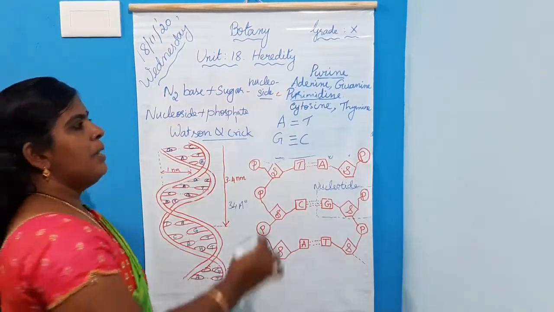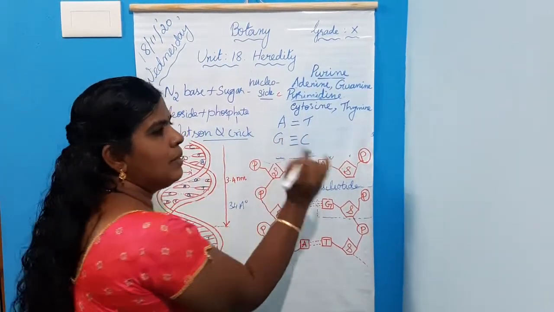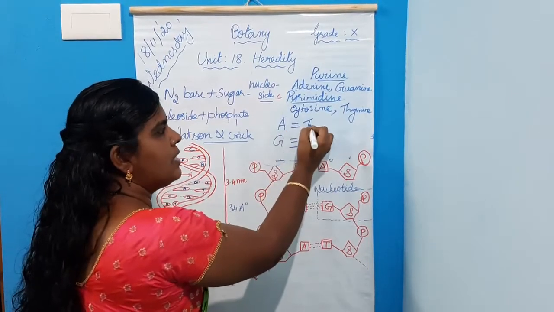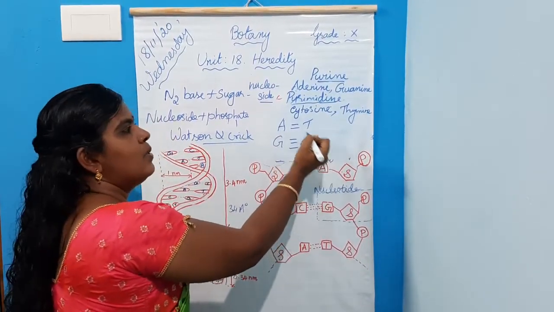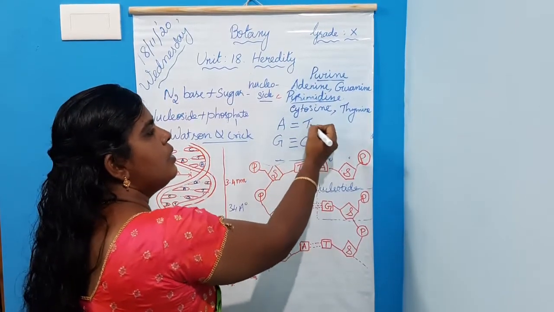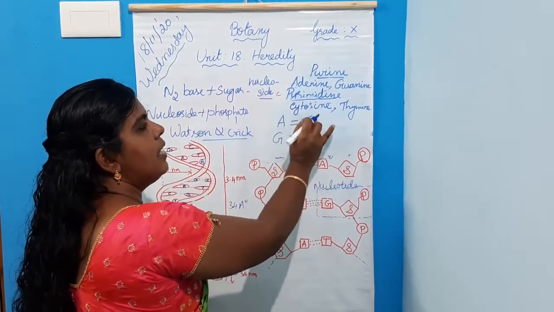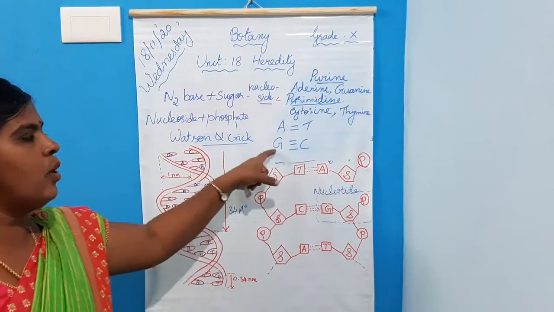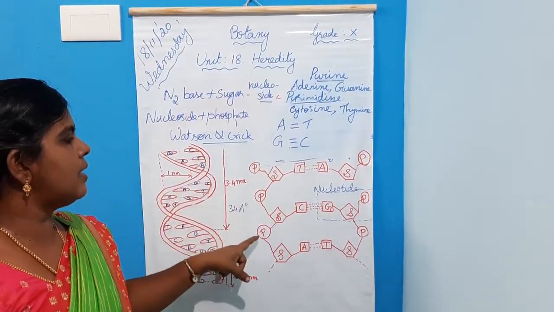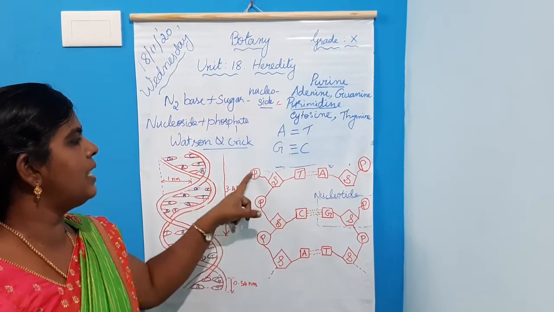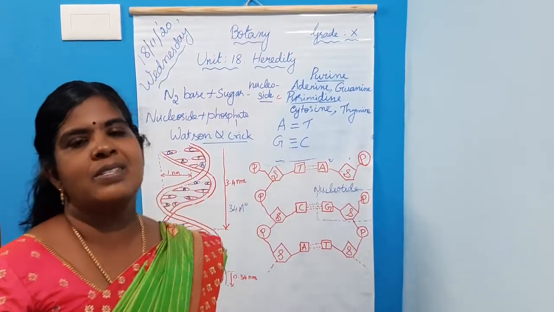Base pairs are specific. That means adenine always pairs with thymine, and guanine always pairs with cytosine. The hydrogen bonds between adenine and thymine are double bonds, and between guanine and cytosine are triple bonds. All these nucleotides are linked together by phosphodiester bonds. This is the structure of DNA.